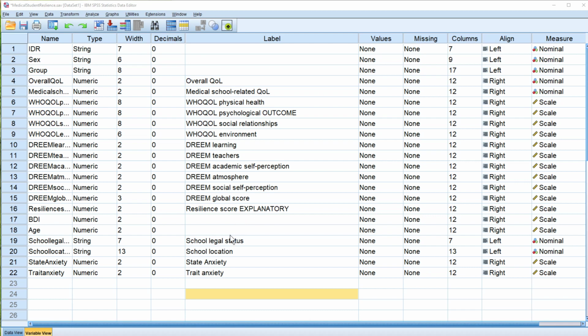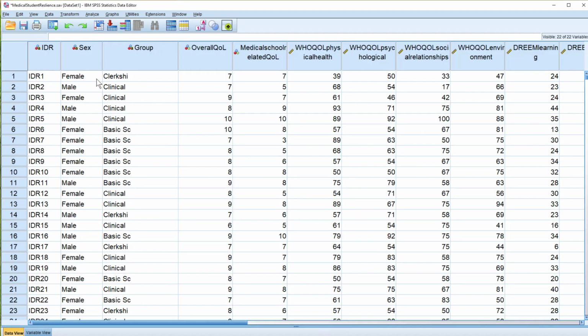We also have some other variables which you could look at if you want to go a bit further into the analysis, but I'm not going to include too many today. I just want to keep it fairly simple. So what I'm most interested in is we'll just control for gender and we'll control for group. And this is their year of study.